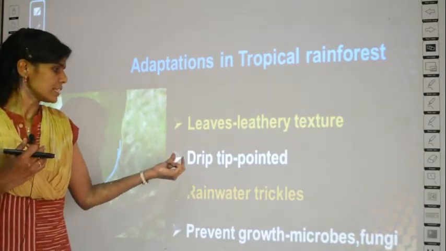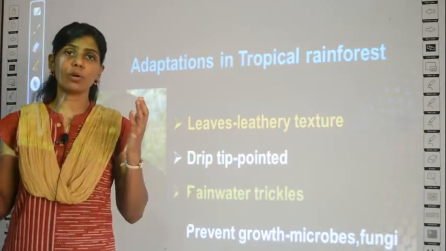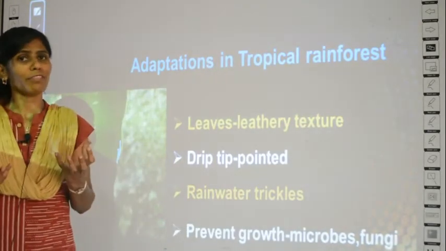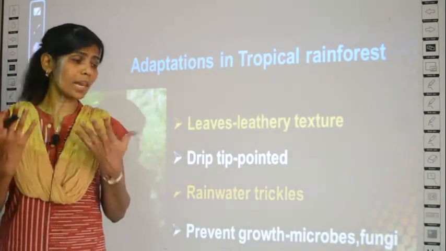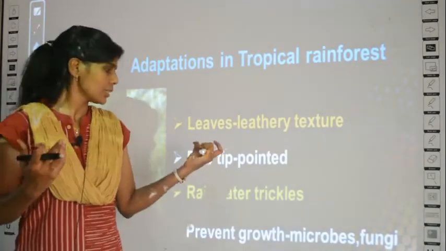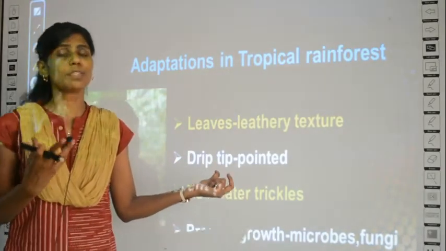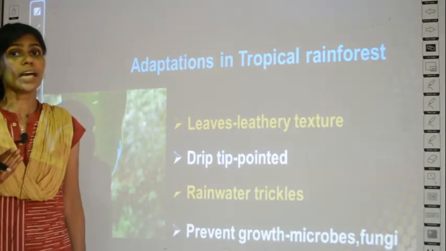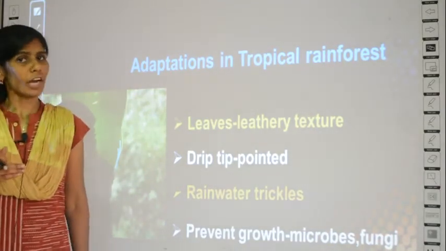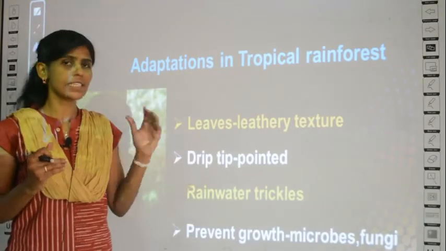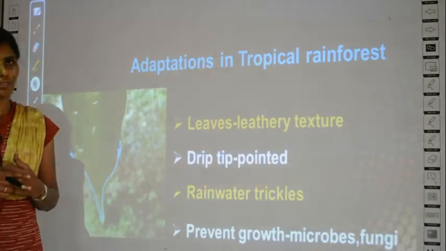So because of the drip tip, the pointed nature of the leaf, it will let the water flow down. Because of the heavy rainfall, if the water is going to remain on the leaf for 2-3 days, it will get microbial growth. So this drip tip is a special adaptation of the leaves in tropical rainforest so that microbes and fungi will not grow. It will prevent the growth of microbes and fungi. This is the second example given for the adaptation in tropical rainforest.